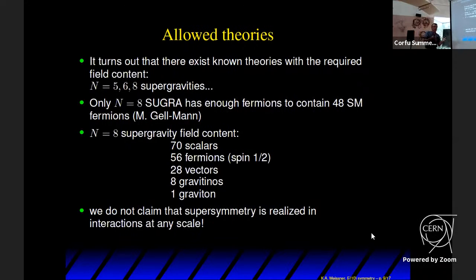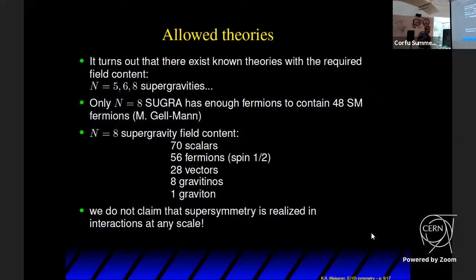So interactions are not supergravitational. We take only the field content, because the symmetry will be replaced by something much bigger, infinitely bigger than n equals 8 supergravity. I will discuss this in a minute. So these numbers are important: 70, 56, and 8.